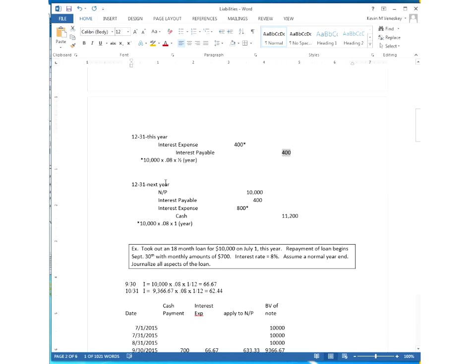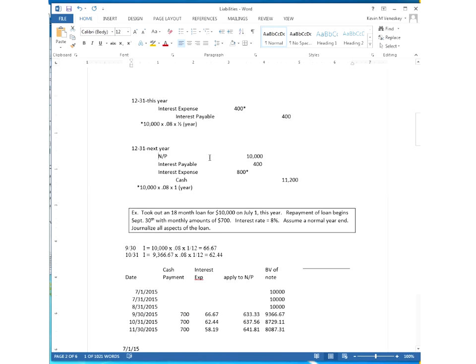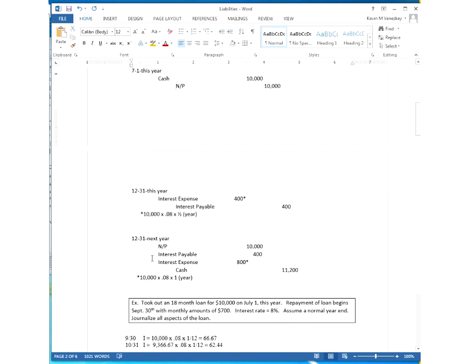Now, when it comes to 12/31 next year, the end of next year when the loan comes due, I'm going to pay off that loan. So that's the $10,000 being reversed from up here. I'm going to pay off the interest from last year, the $400, and I'm going to pay off the interest this year, $800. And how I got that $800 here: the principal, I haven't paid anything on my loan as of today, at 8% times 1 full year actually expired. So that's the $800. Total that I pay back, credit my cash for the $11,200.